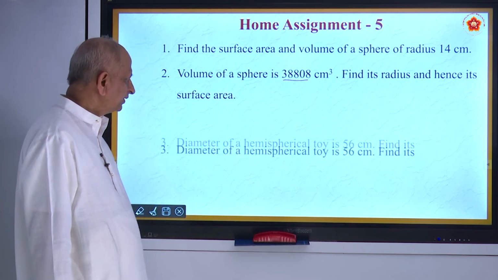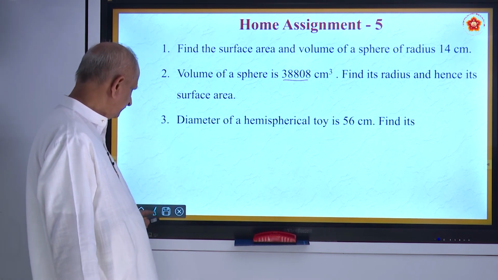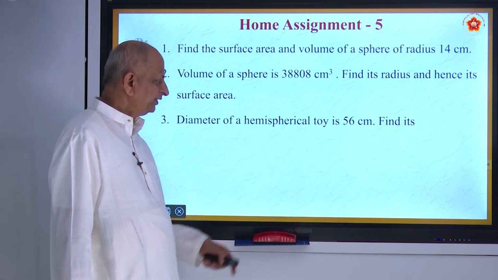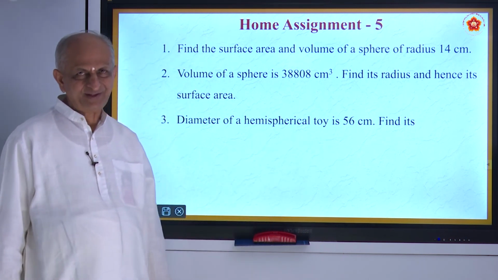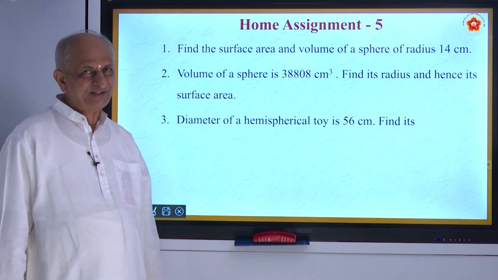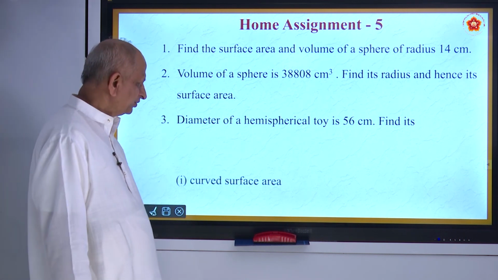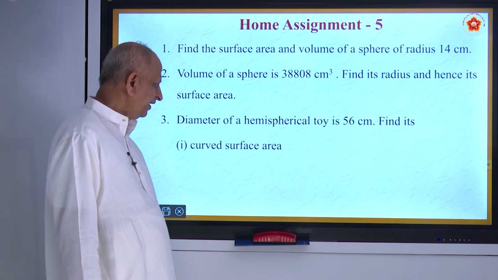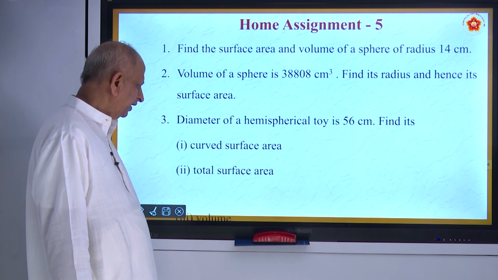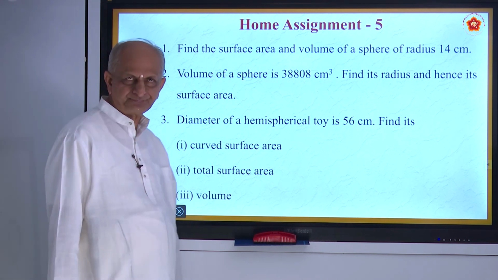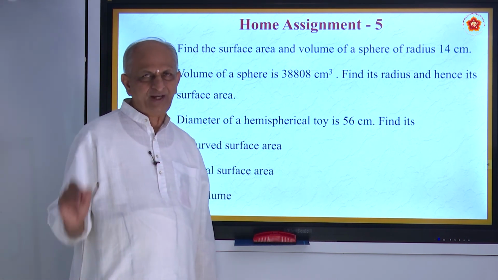Then the third question: the diameter of a hemispherical toy is 56 centimeters. Diameter is given as 56. What is the radius? 56 by 2, 28. So you have to calculate the curved surface area and total surface area and also the volume. You do it? So nice.